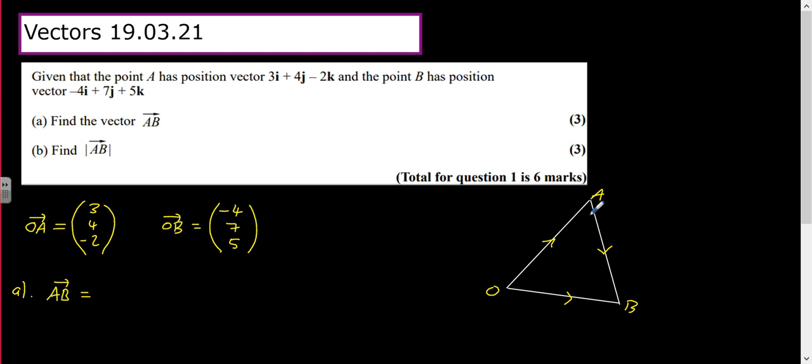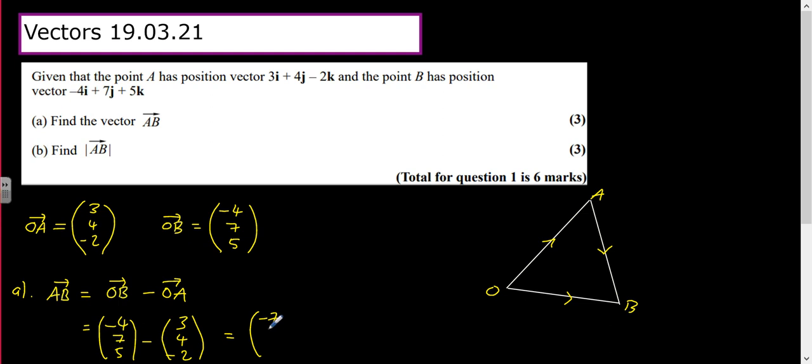And how do I get there? Well, I go backwards along OA, I go forwards along OB. So essentially what I'm doing is the vector OB minus the vector OA. Okay? This one forwards, this one backwards. A shorthand for this is: look at the second letter, look at the first, second minus first, B minus A. So we'll do that with our two vectors, minus 4, 7, 5, minus 3, 4, minus 2. It's just a straight subtraction: minus 4 minus 3 is minus 7, 7 minus 4 is 3, 5 minus minus 2 is 7.